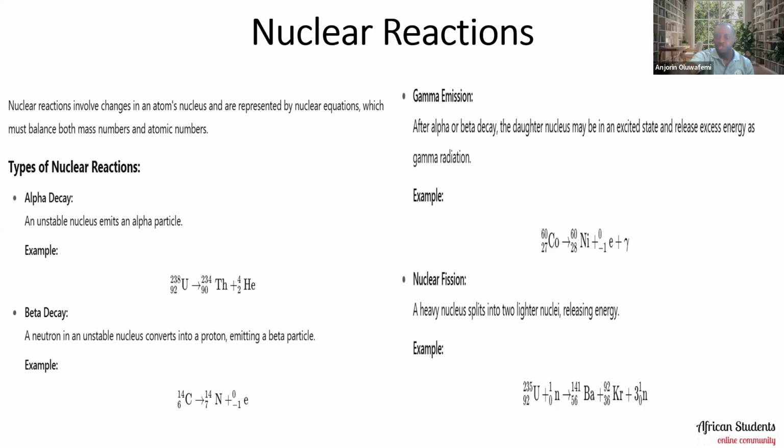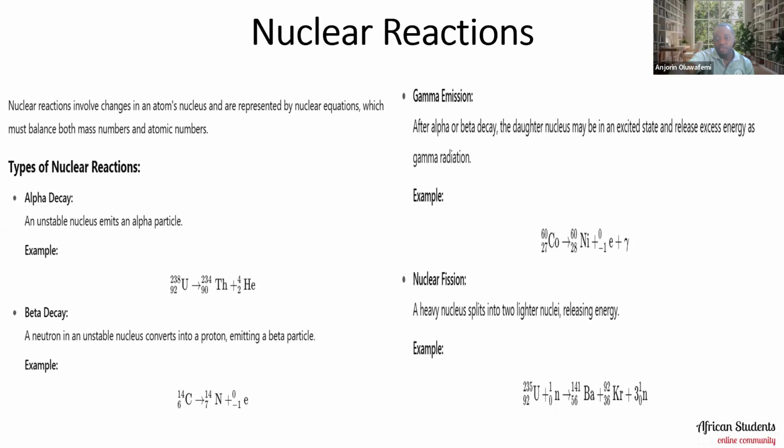Another thing that we need to look at is nuclear fission. When we have a heavy nucleus and it splits into 2 lighter nuclei, then it releases energy. What has happened is called what? Nuclear fission. A heavy nucleus splitting into 2 lighter nuclei, and in the process releasing energy, is what we call nuclear fission. An example is when you have uranium-235.